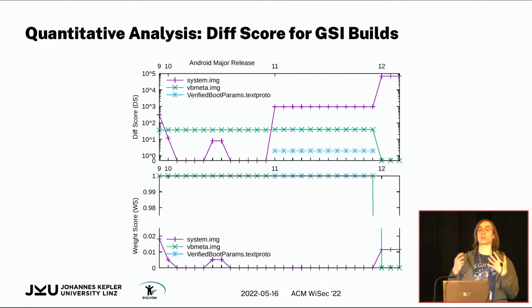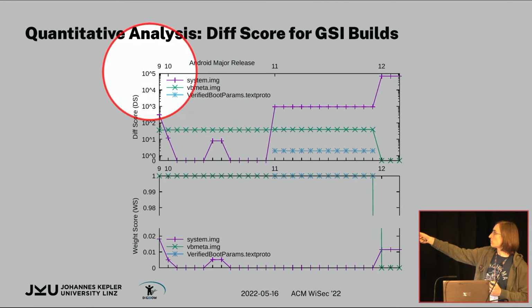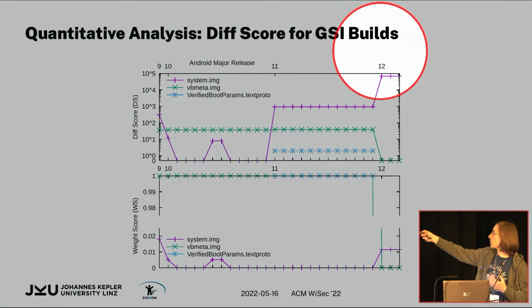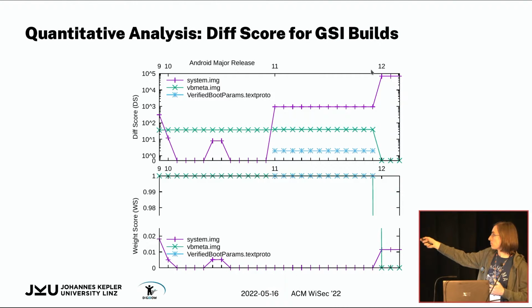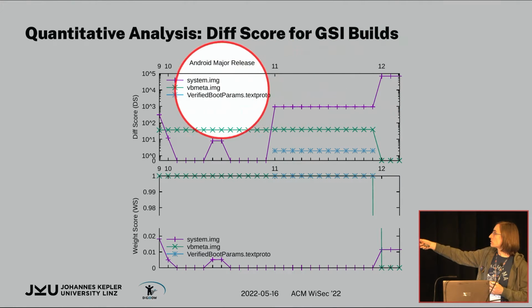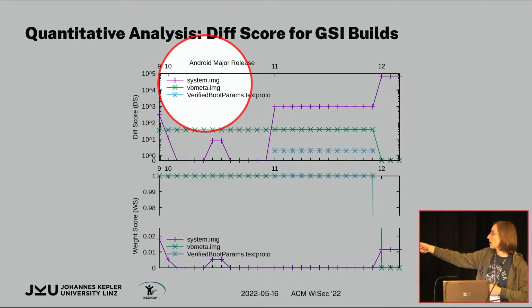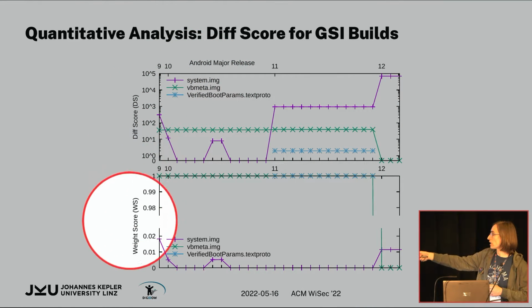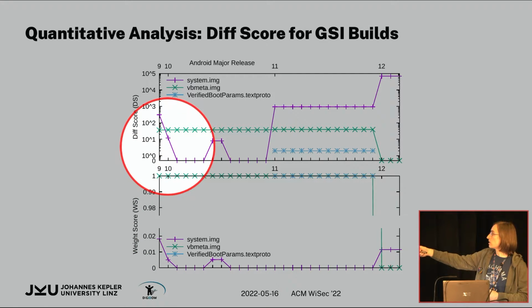Now, what are the main findings on a quantitative level? With me here I brought the visualization of our longitudinal view across multiple Android versions. At the very top you can see the Android major version. We are looking at 1 build from Android 9, 12 builds from Android 10, 12 from Android 11, and 3 from Android 12. We are mainly interested in the system image, the purple line here, and we visualize both the diff score and the weight score.